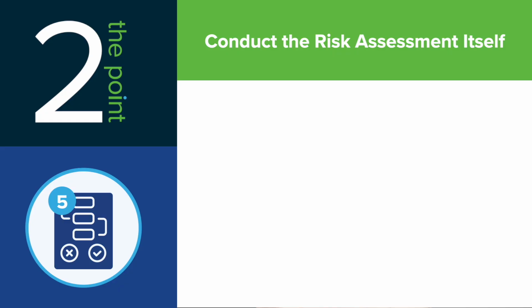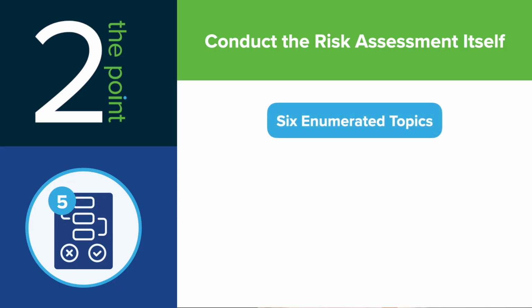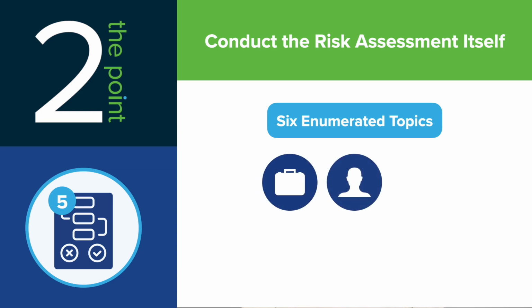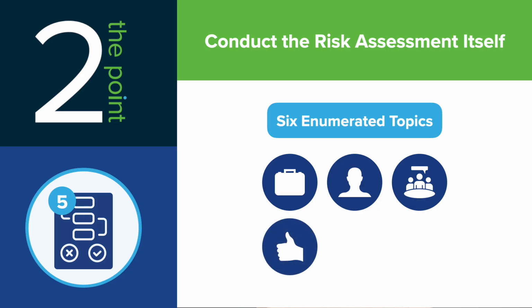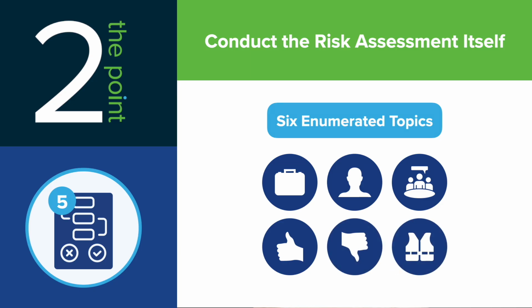Fifth, conduct the risk assessment itself, which must address at least 6 enumerated topics. Those topics include the business purpose for conducting the activity, the categories of personal information involved, operational elements, for example, how the information will be collected and to whom it will be disclosed, the benefits of the processing, potential negative impacts to individuals, and any safeguards the company plans to implement to address those impacts.